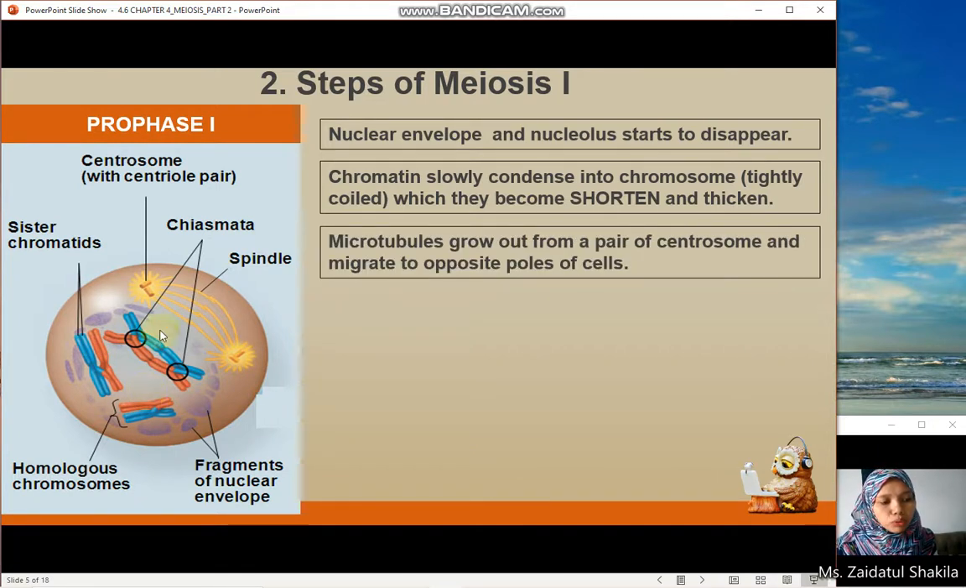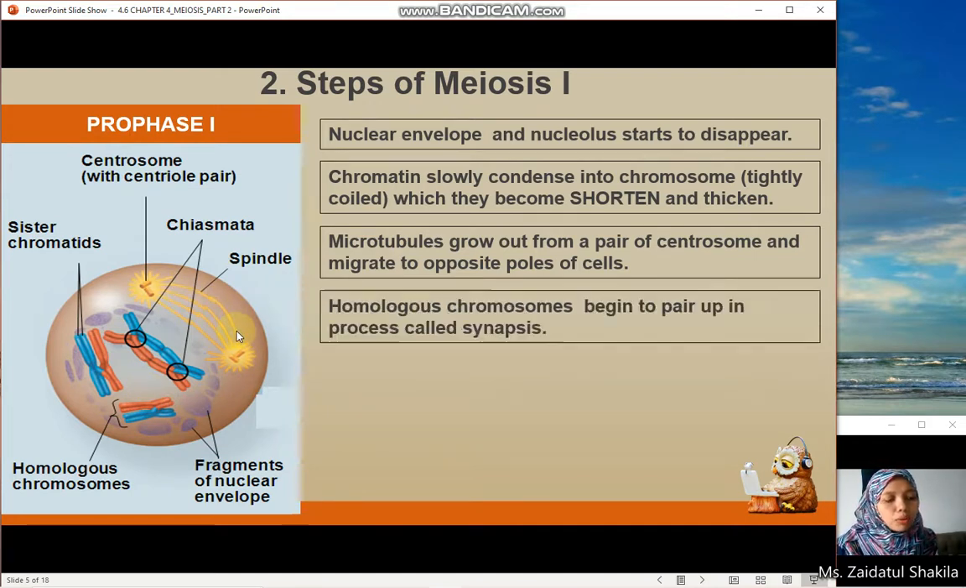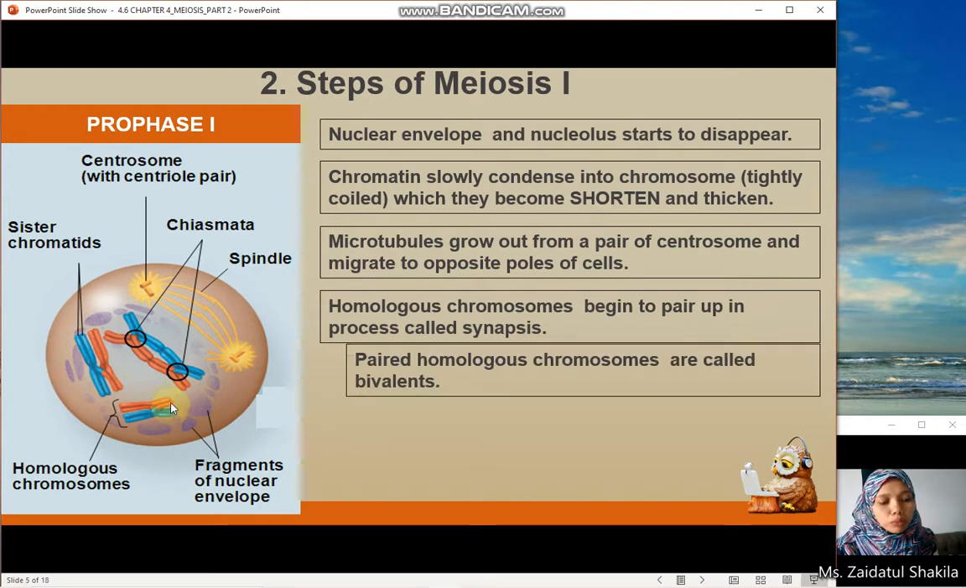Then microtubules grow out from a pair of centrosomes and they migrate to the opposite poles of the cell. Homologous chromosomes begin to pair up in a process called synapsis. The paired homologous chromosomes we call a bivalent, because they have 4 sister chromatids.